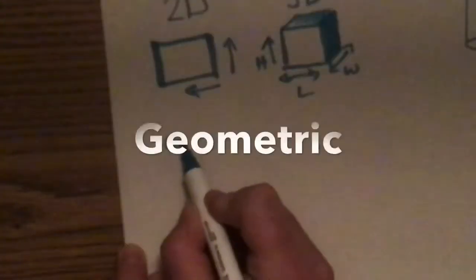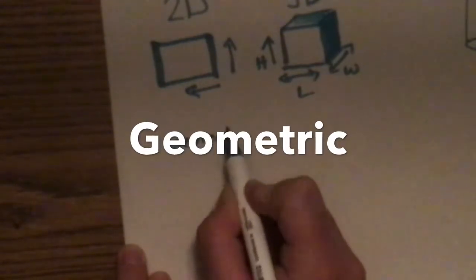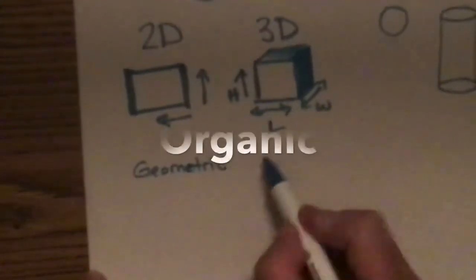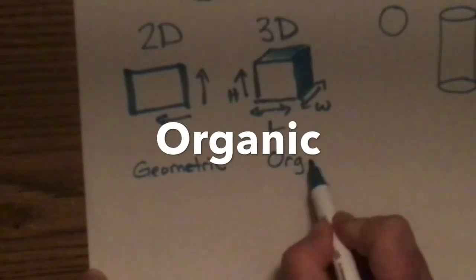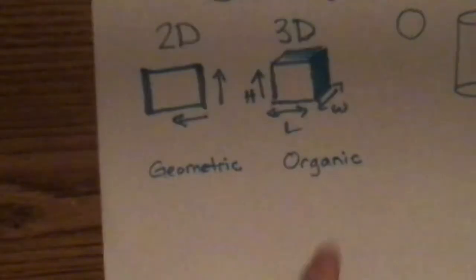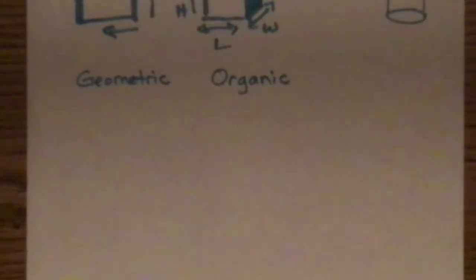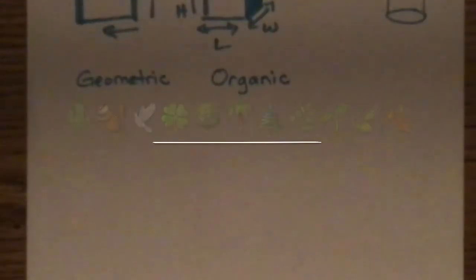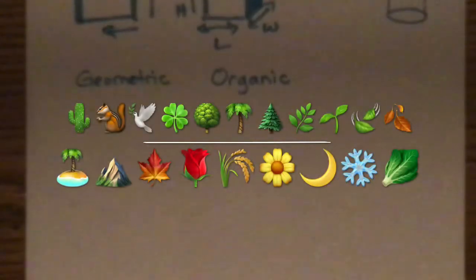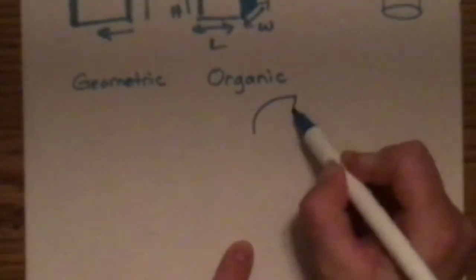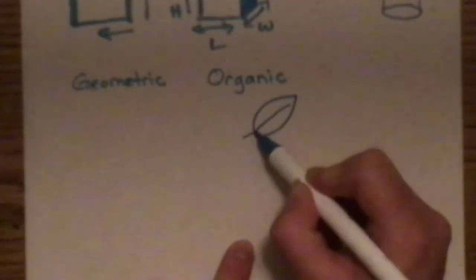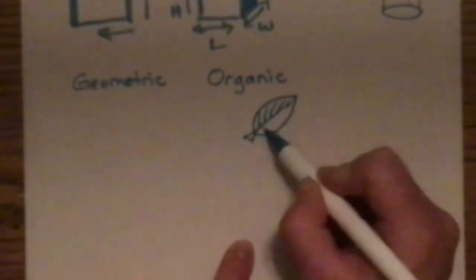Our next type of shape is, with me, geometric and organic. Just like the name suggests, organic shapes are going to be things that come from nature. And they're usually not very straight. They're usually pretty curvy, okay? Like something organic would be a leaf, right? That has a lot of curves.